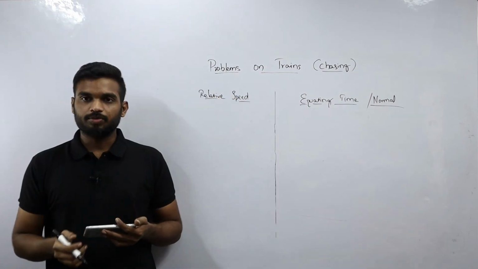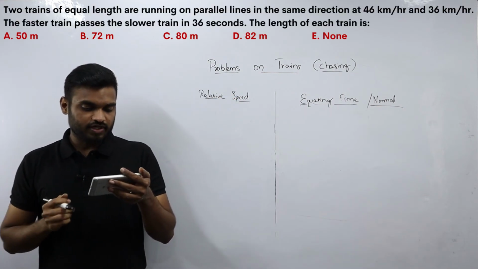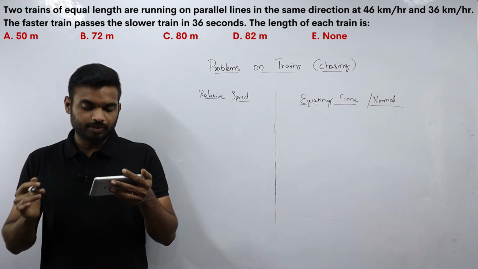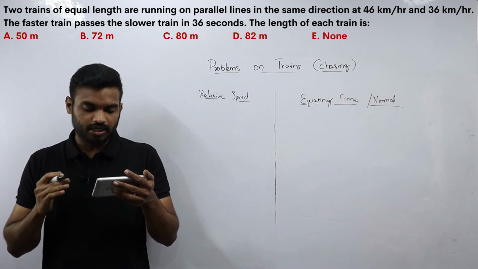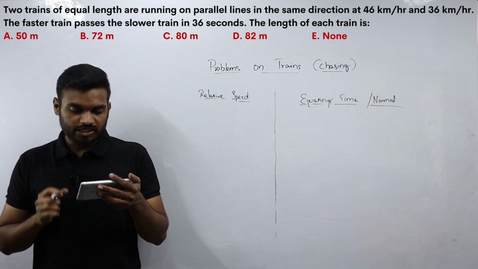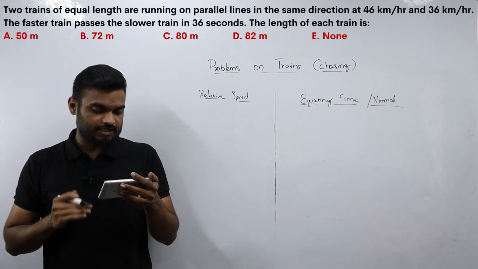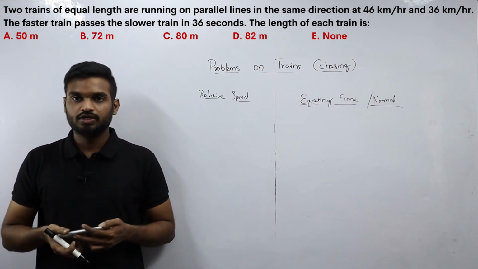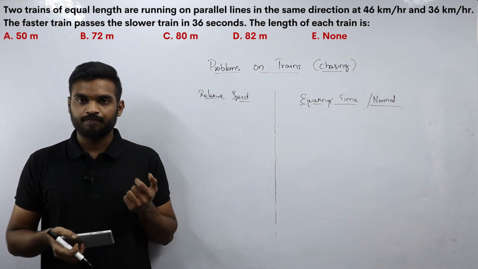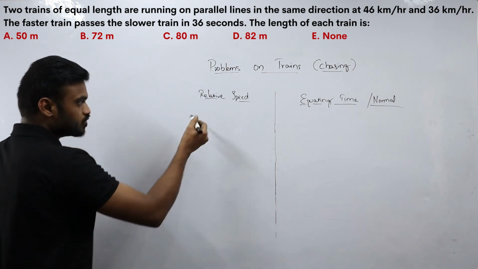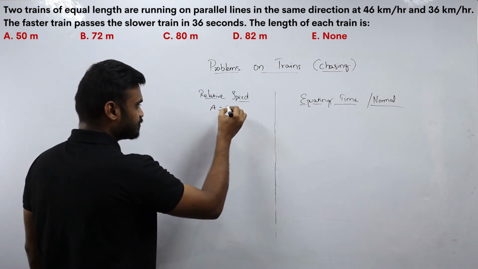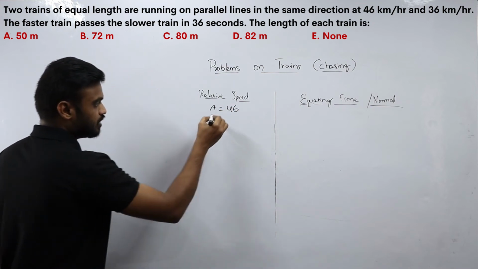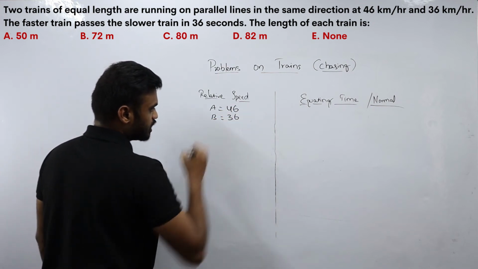Okay, now let's see the third problem. They are saying that two trains of equal length are running on parallel lines in the same direction at 46 km per hour and 36 km per hour. The faster train passes the slower train in 36 seconds. The total length of each train is? So we need to find out the length of each train. See here, what they have given is two trains, that is A is travelling with a speed of 46 km per hour and B is 36 km per hour.